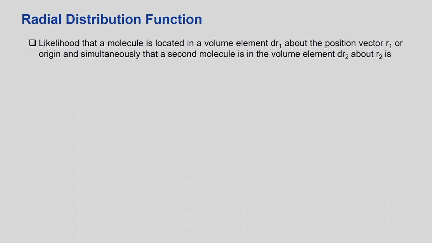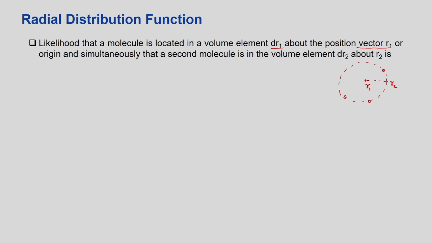So it means if I want to say what this is, it is the likelihood that a molecule is located in a volume element dr1 about the position vector r1 as origin. If r1 is the origin, so this is the point r1, then the sphere of influence is this. What is the probability I have another molecule which is at r2? It may be here, it may be here, whatever. So what is the probability of observing another molecule at position vector r2? If I fix this r1, I need to find the probability that it is within this elemental volume dr2. That is how it is written.